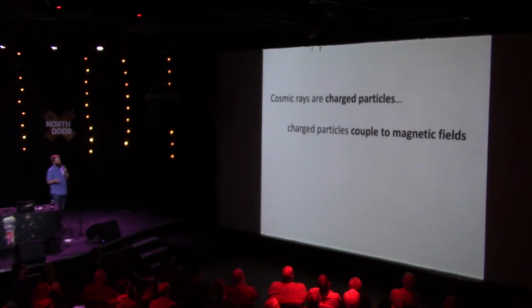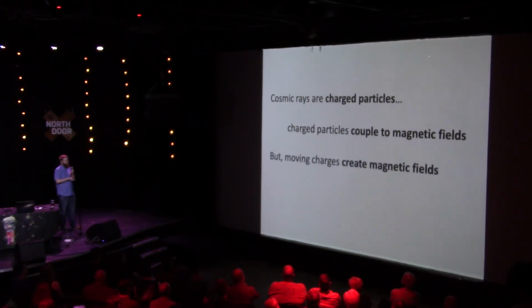Charged particles, unfortunately, couple to magnetic fields. But if you know anything about Maxwell's laws, you know that a moving charged particle also creates a magnetic field. And so now you have a case where something is spiraling along a magnetic field at super high energies, and while it's doing so, it's also creating magnetic fields around it.